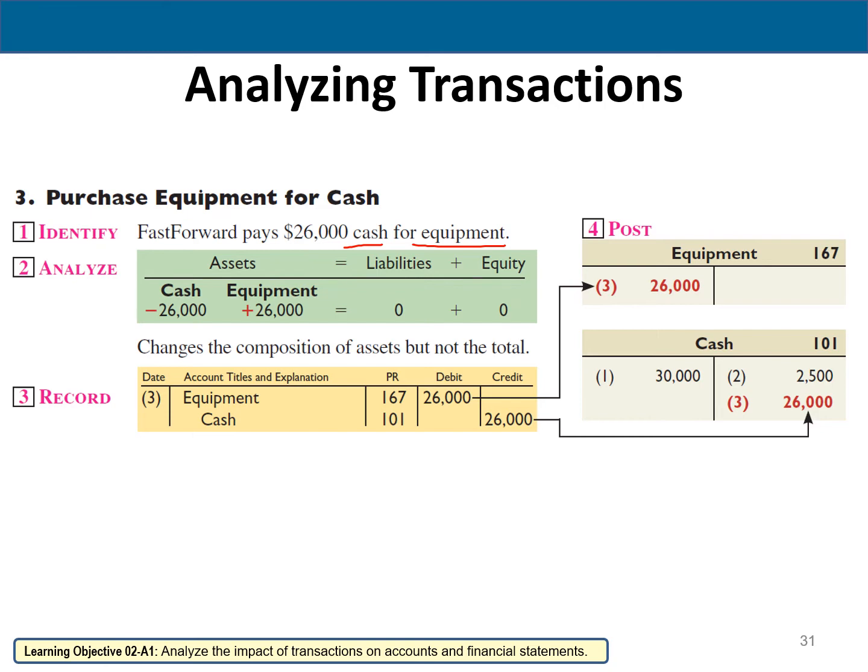And so we said in order to increase asset accounts, what do? Debit or credit? We debit. And in order to decrease asset accounts, we credit, right? So our asset account equipment is increasing with our debit of 26 and our cash asset account is decreasing with our credit of 26. And then we post our journal entry to the general ledger, debits to the left side, credits to the right side, and we're done.